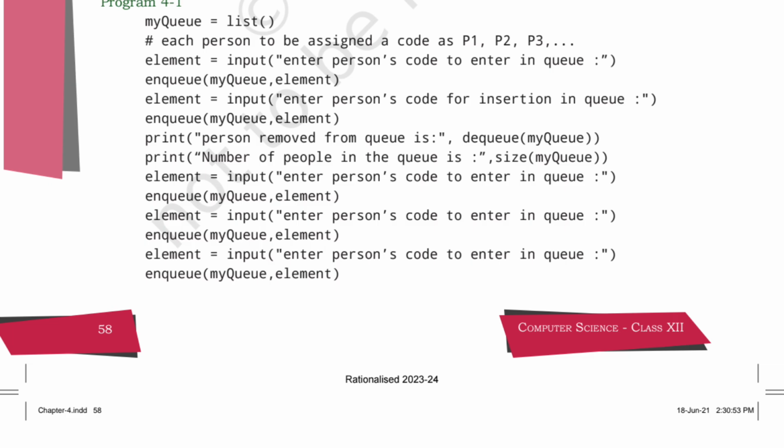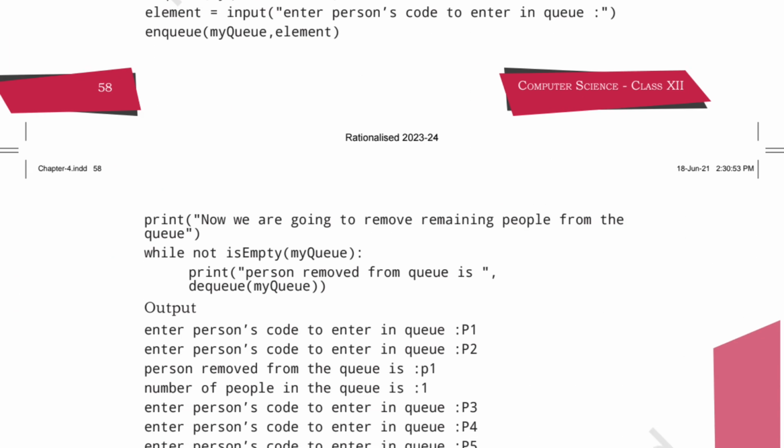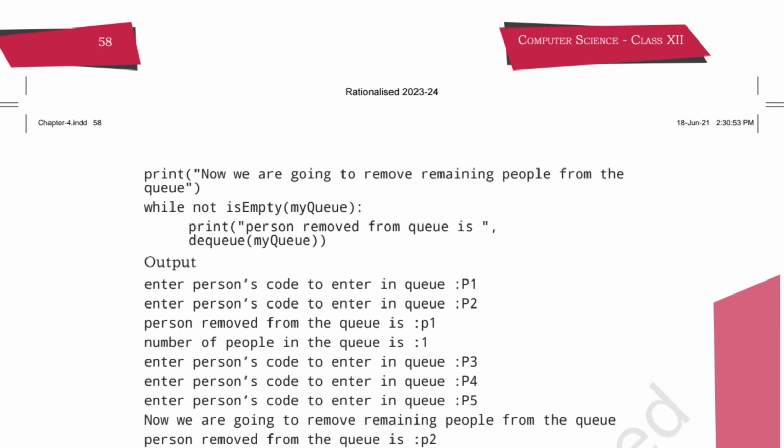Again we are entering the code for the insertion, again we are removing it, again we are calculating the size, and then we are entering something to the queue 3 times. Okay, then print, now we are going to remove the remaining people from the queue. So what will happen, while not isEmpty(myQueue), that is, while the queue is not empty, print person removed from the queue is DQ(myQueue).